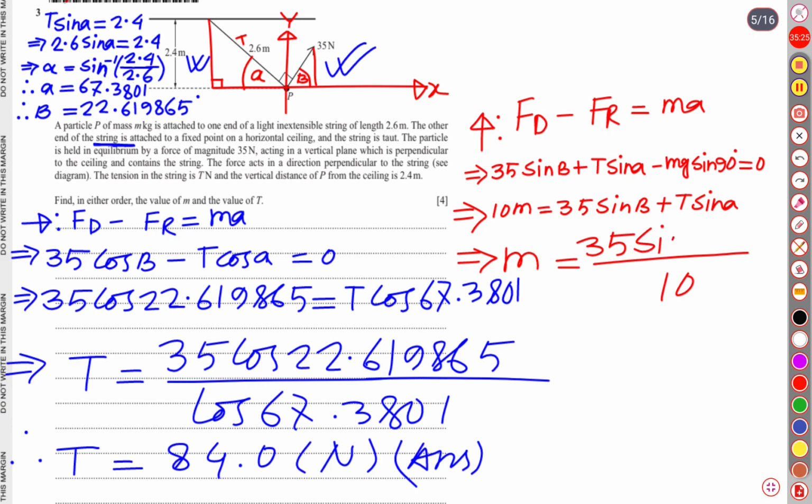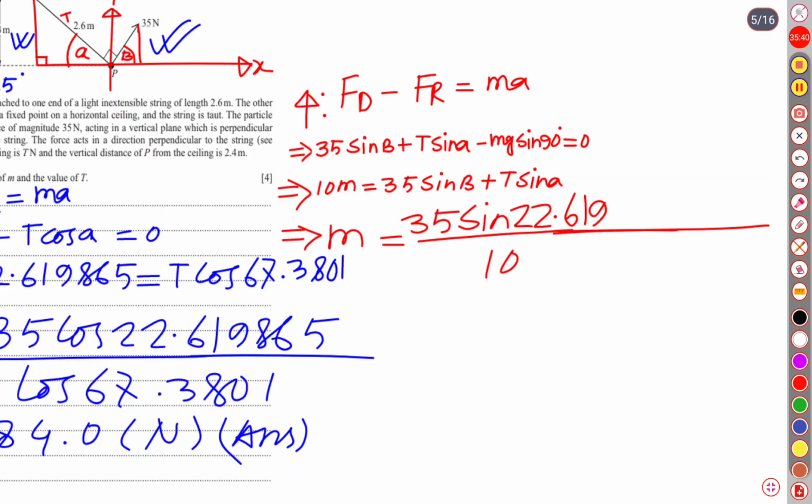Sine beta, where beta is 22.619. I do not have sufficient space, so I will have to zoom it out. Zooming is not necessary, just continue to write. Our tension was 84 Newton, or 83.99.